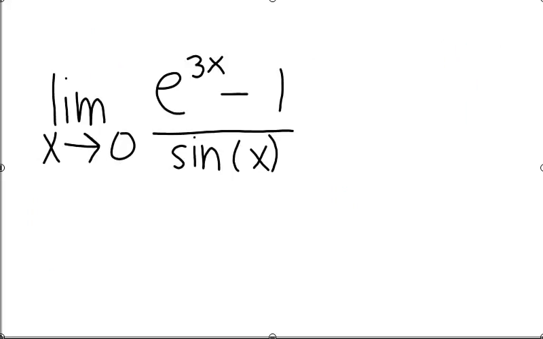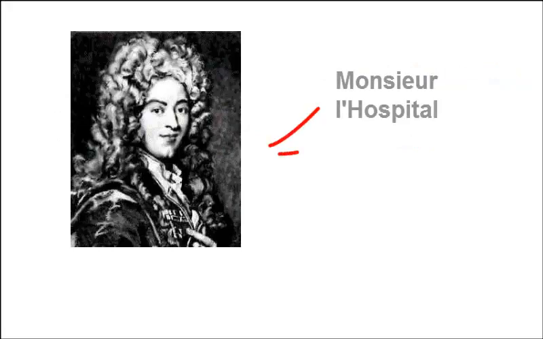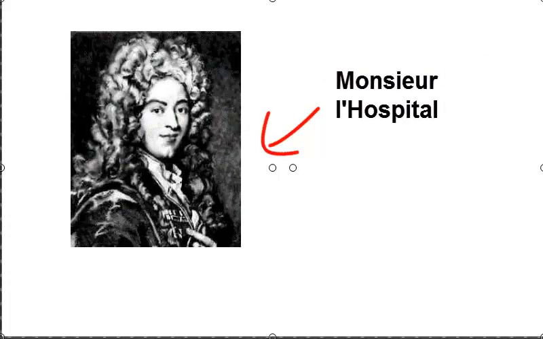Going back to the first example we saw, how do we solve this limit? In chapter 2, we used various algebraic techniques to eliminate the ambiguity of an indeterminate form. Do any of these apply here? Can we multiply by the conjugate or factor? Simplify any compound fractions? No, it doesn't seem like we have any useful methods for simplifying this expression. This is where L'Hôpital's rule comes in.